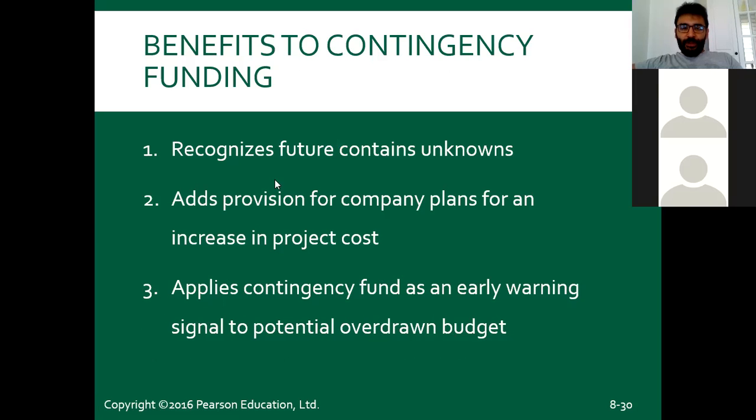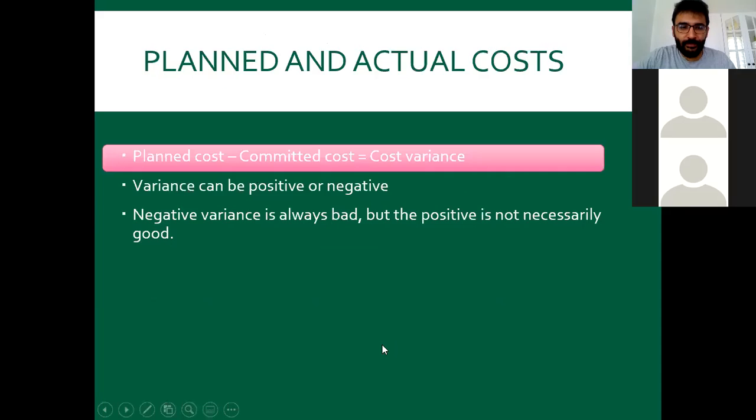So, benefits of contingency funding: recognize that the future contains unknowns, add a provision for company plans for an increase in project costs, and apply the contingency fund as an early warning signal to potential overdrawn budgets. The contingency does not mean you are over budgeting or exceeding your budget. Actually, you are saying at the beginning of the project, okay, I have a normal budget here, but I have a contingency of, let's say, 10%, 15%. So if you use that contingency, no one tells you that you are exceeding your budget, right? But it actually signals you, I mean, there are some problems here, so be careful. There may be extra budget needs.